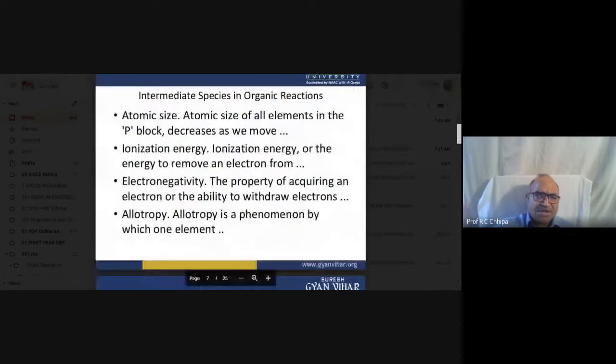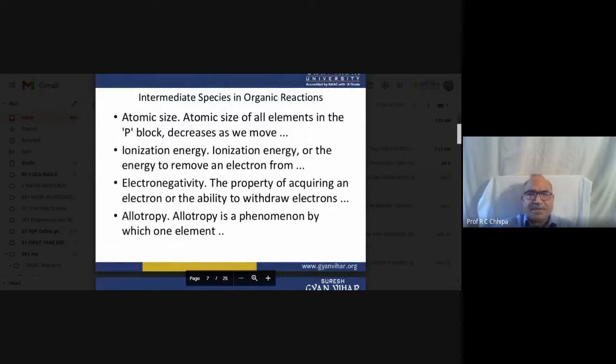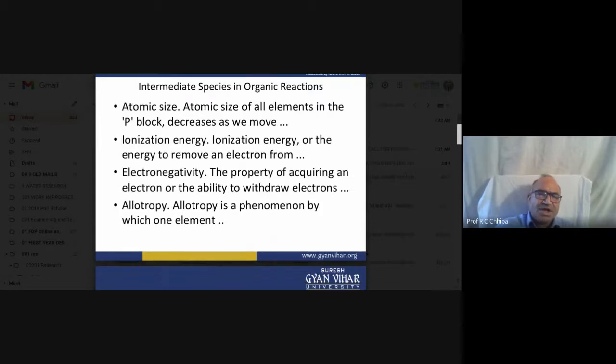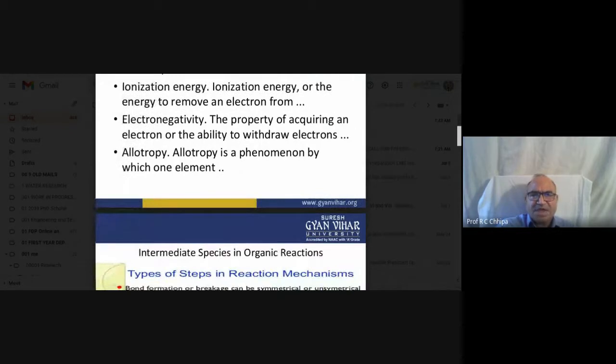Here one more thing is responsible for that, and that is the atomic size of all elements in the p block decreases as we move across. So in the case of carbon, the ionization energy, that is the removal of an electron, and these particular concerns are also important during the study of intermediate reactions, electronegativity as well as allotropy.